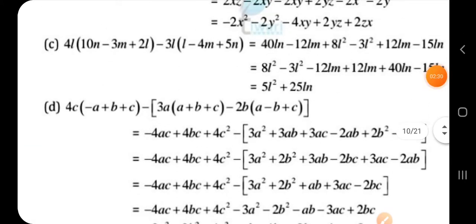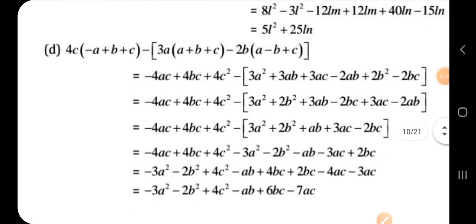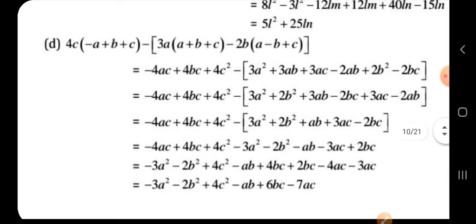And this last example is in the homework.